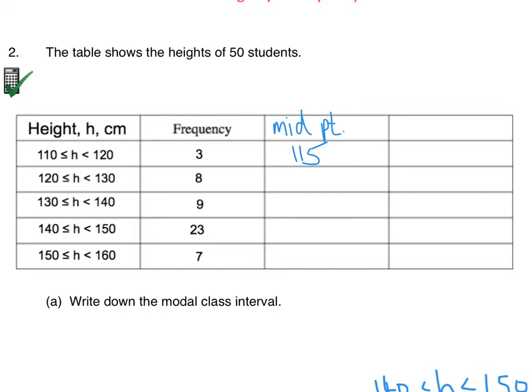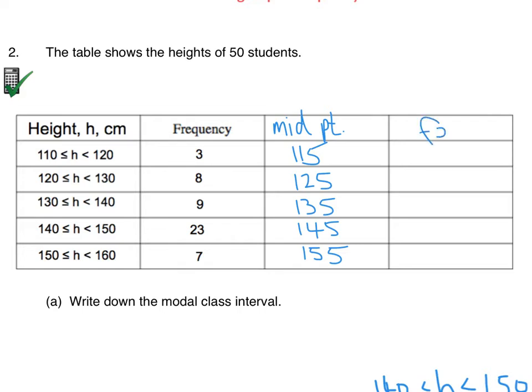Between 120 and 130 is 125, then 135, 145, and 155. If you're unsure how to get the midpoint, sometimes the numbers aren't quite as clean cut as that. All you do is add these two numbers together and divide by 2. Once you've found the midpoint, it's really the same question as the previous mean from a frequency table.